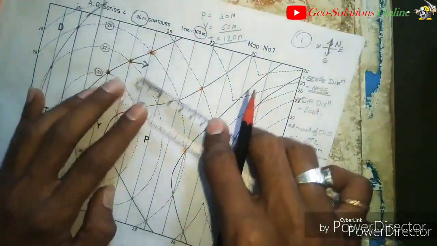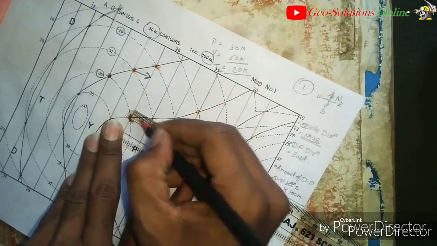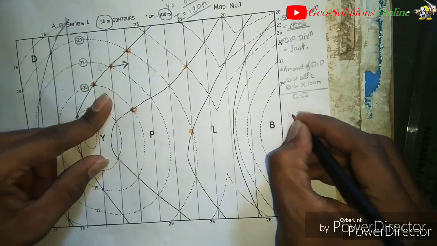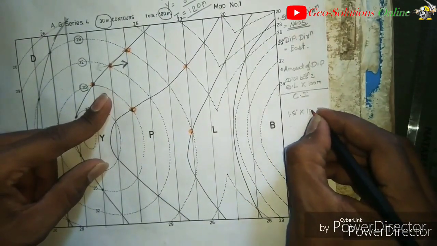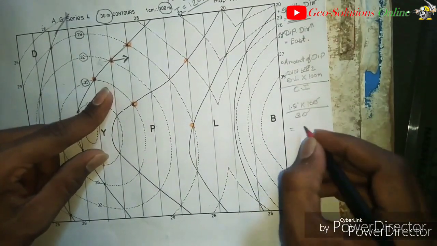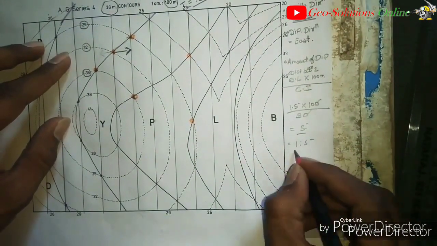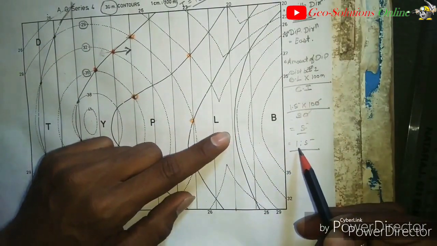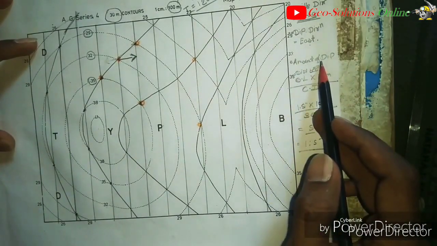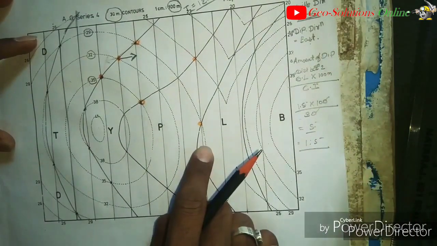Here you can see the distance between two successive strike lines is 1.5 centimeter. So I will write it down here: 1.5 into 100 divided by 30. So we will have the value of 5. Considering this value in ratio, we will get 1:5. So the dip amount is 1:5. We have already defined the strike direction, dip direction, and amount of dip, that is the angle of inclination with respect to the horizontal plane, in what angle these beds are inclined.